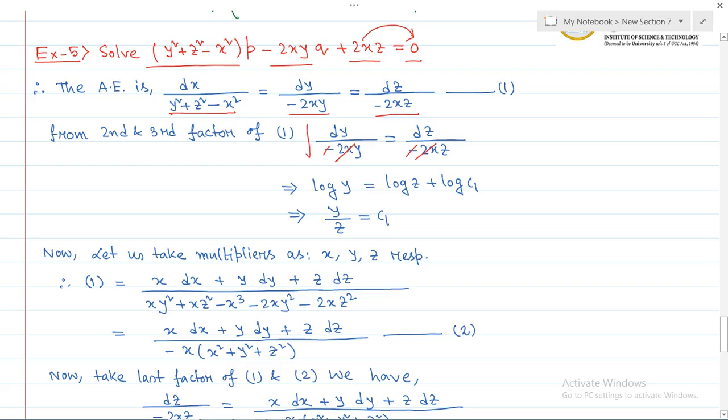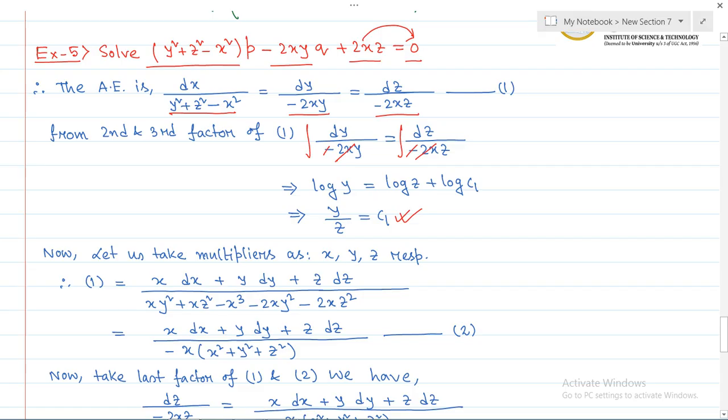So simply if you integrate these two terms by direct method, it will be log y equals log z equals log c1. If you take log z on the left hand side, it is log a minus log b, so log of a by b will come. So it will become y by z equals c1. So this is our first set of solution.